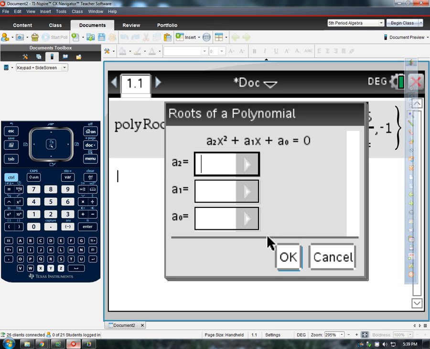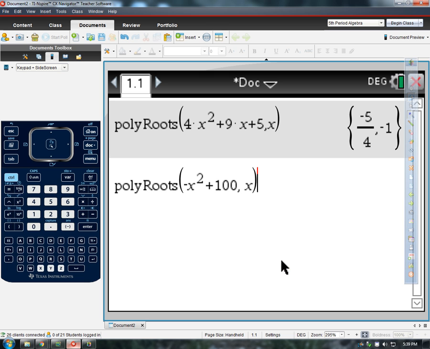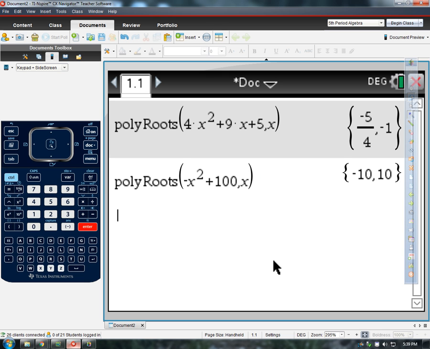Okay, so it was negative x squared, so that's negative 1. There was not an x, so I'm going to put a 0. And then we said it was plus 100. Okay, so we're going to say OK. And go. Negative 10 and 10, so plus or minus 10. Pretty cool, huh?